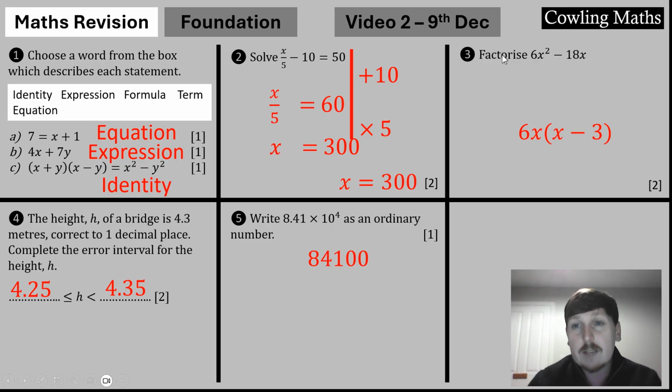On question 3, it says factorize. Sometimes these questions say fully factorize. I would always fully factorize just to be safe. So we need to look for the highest common factor of these terms. I can see that both of these terms are in the 6 times table. Really, we need to find the highest common factor.